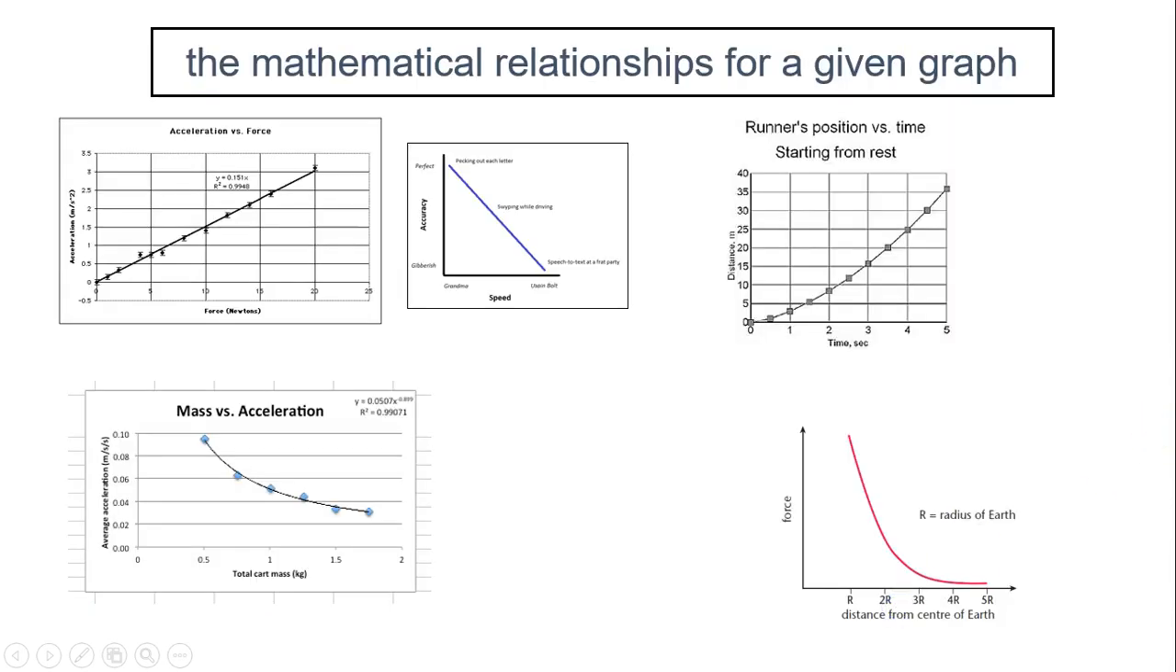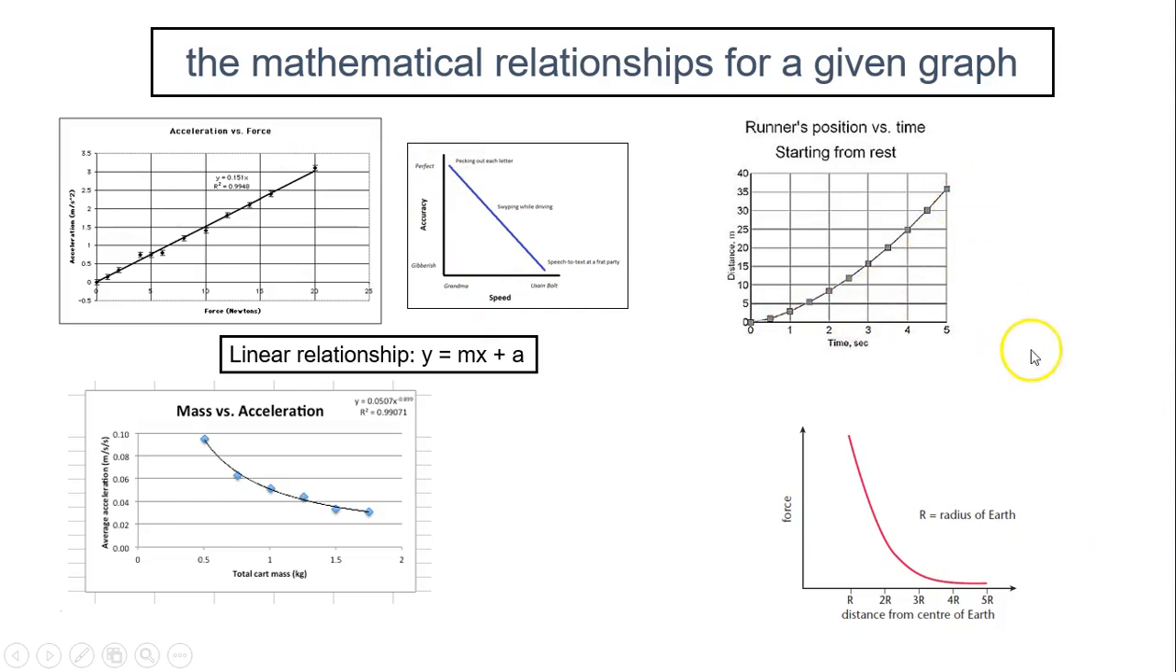Next one, the mathematical relationship for a given graph. Once you have your graph, a lot of times you have to infer what is the mathematical relationship between the variables. In this case, they are both straight lines. So the graph is a linear relationship, y equals mx plus b. In this graph, m is positive. In this graph, m is negative.